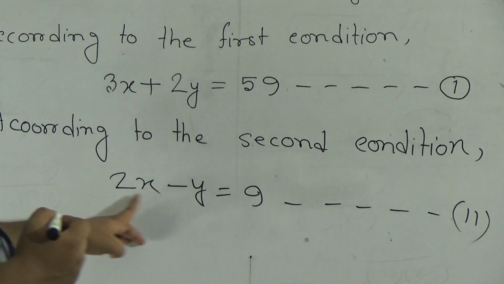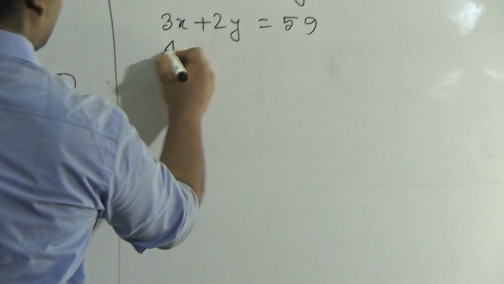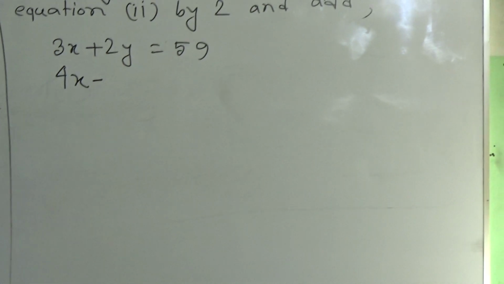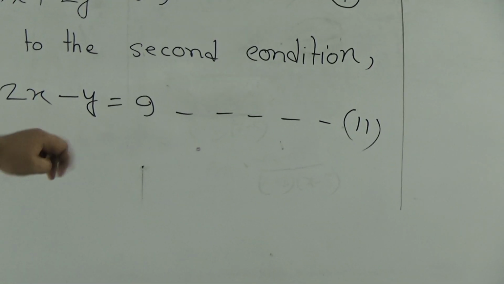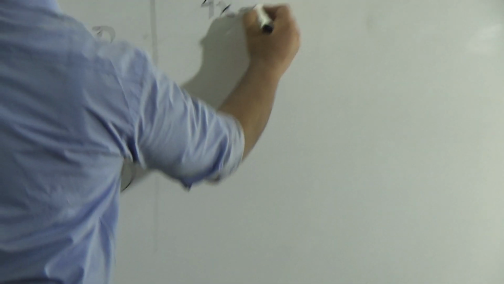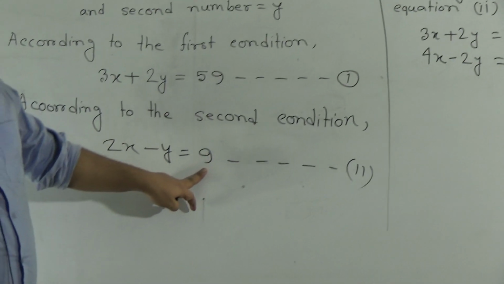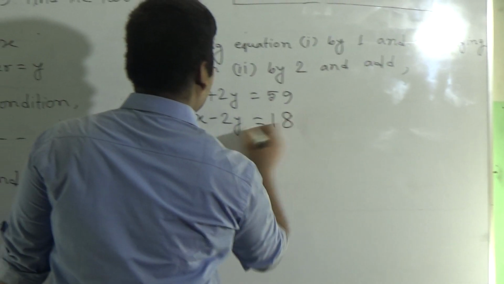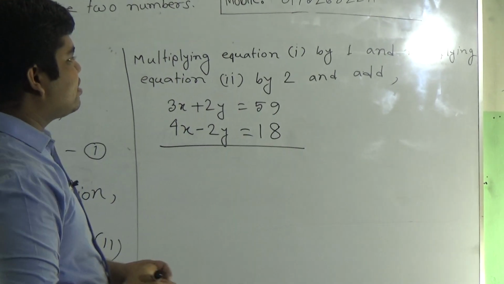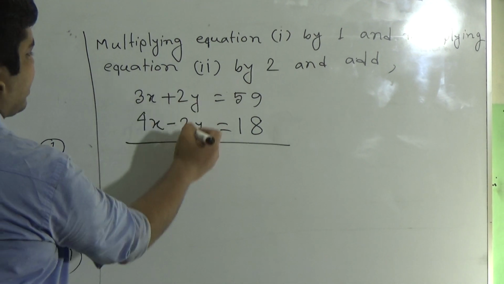That means we multiply 2x by 2 and we get 4x. Write 4x here. After that, minus sign. If we multiply this y by 2, then we get minus 2y. Then an equal sign. After that, we multiply 9 by 2 and we get 18. Here you notice we add now. Notice plus 2y minus 2y.